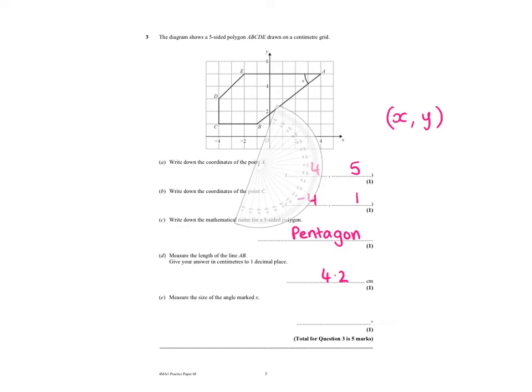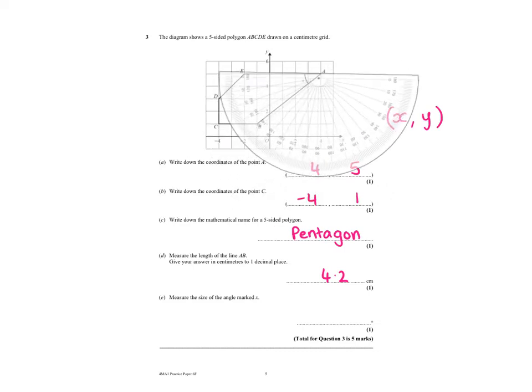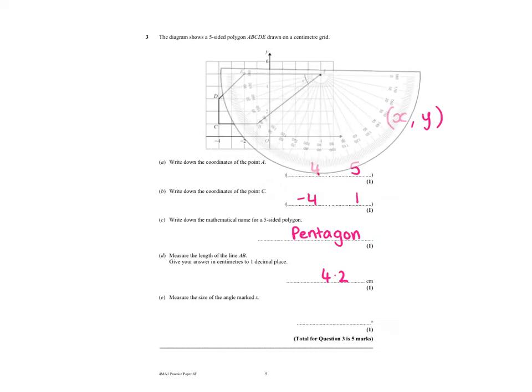So here's my protractor and I want to measure that angle X. I'm going to make sure it's lined up. You can see that my dot is lined up on A. This line is completely lined up. And if I go across, my angle finishes here, which is this line.